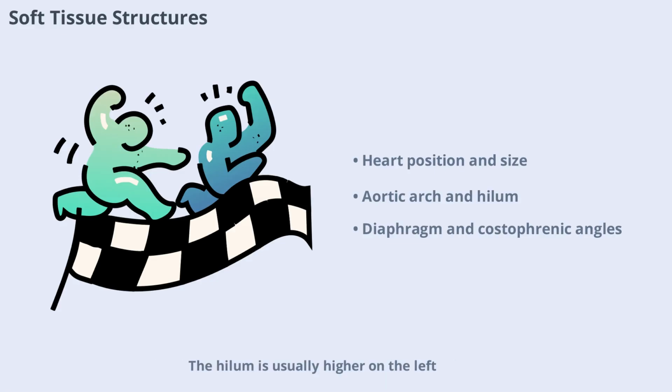The hilum is usually higher on the left. The right hemidiaphragm is elevated due to the liver, and gas bubbles may be seen under the left side. Check for sharp costophrenic angles and a midline trachea.